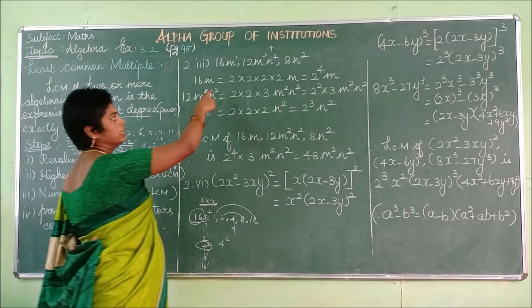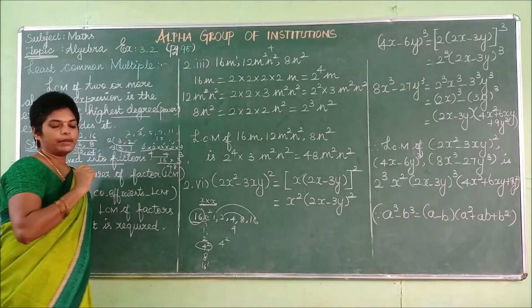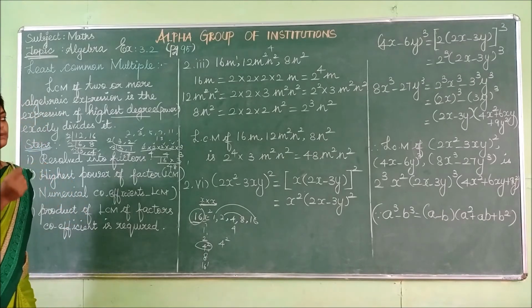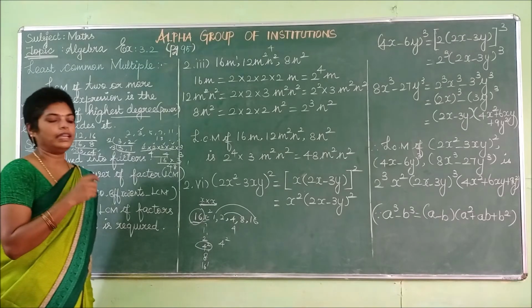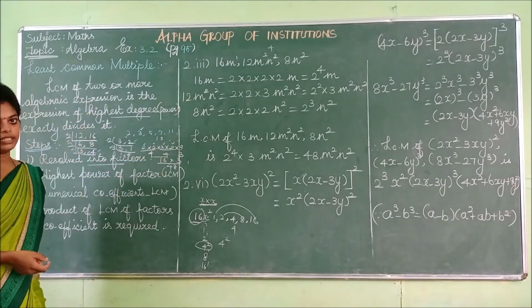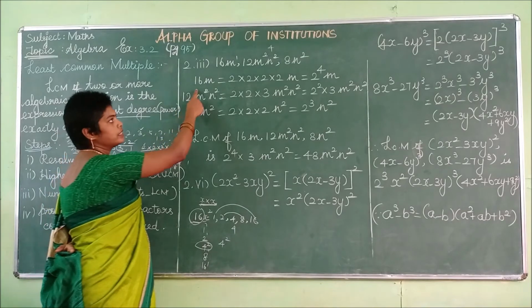So first of all, look at this problem. Find the LCM for the values of 16m, 12m squared, 8m squared. You can simply find the factors of each and every term first. So the first value is 16m.